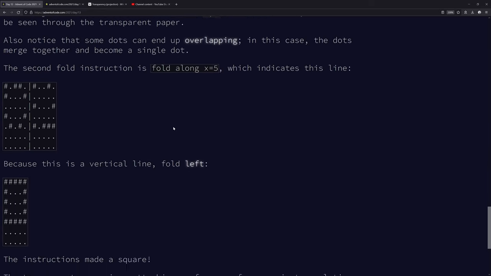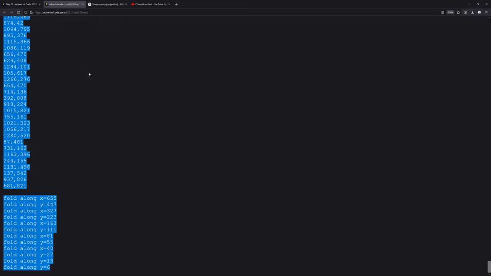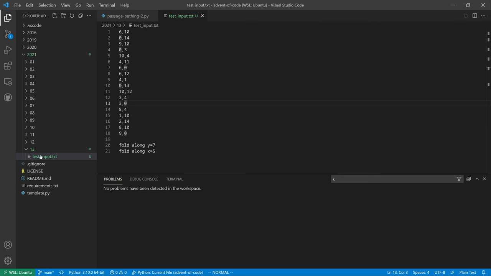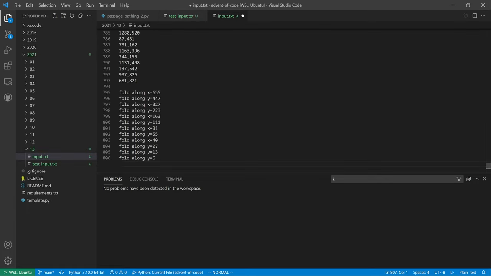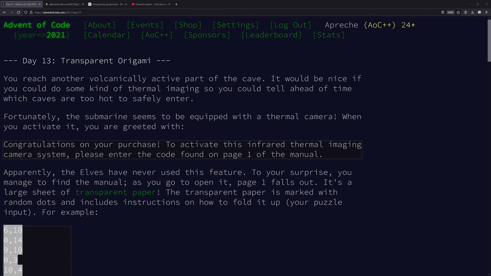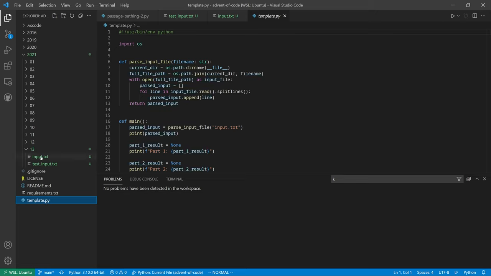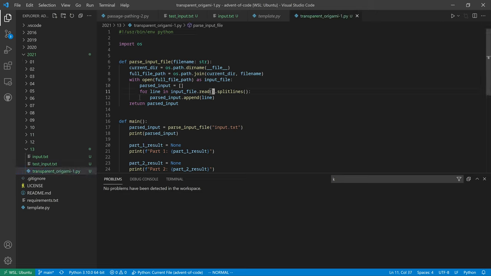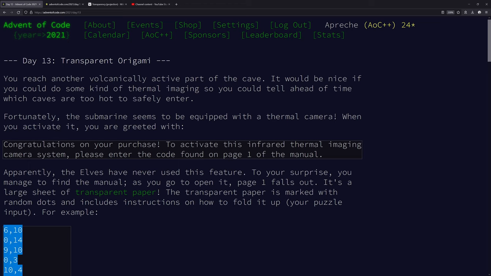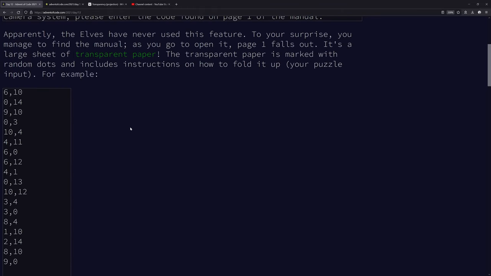And then here is our real input. And the puzzle was called transparent origami. Cool. Got it? Okay. So the first step is obviously going to be to parse the input like we always do.